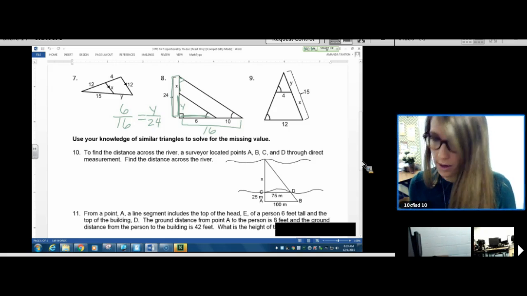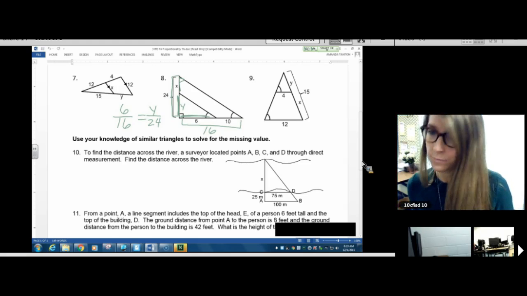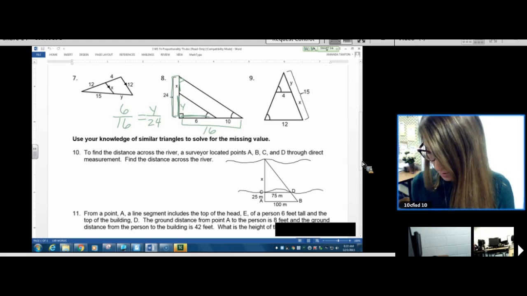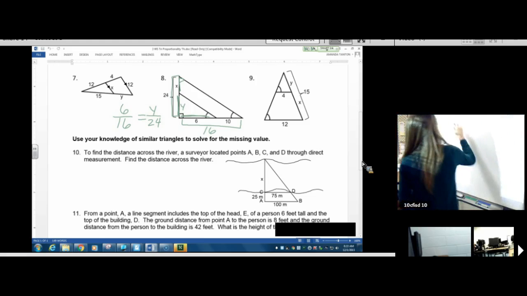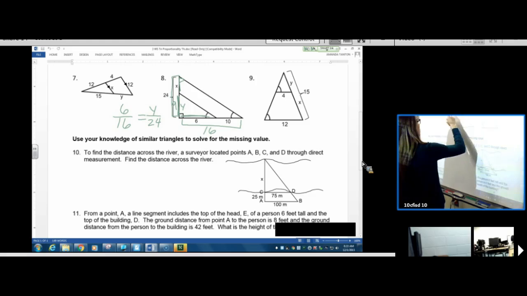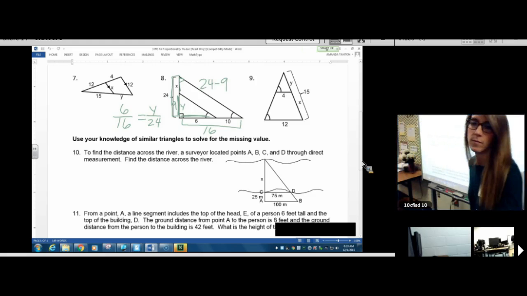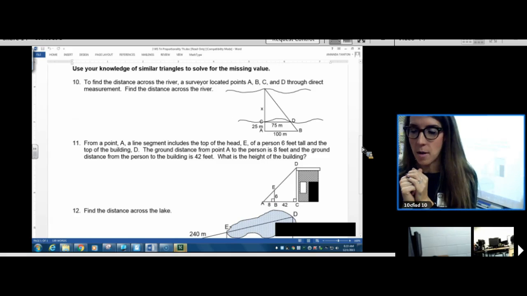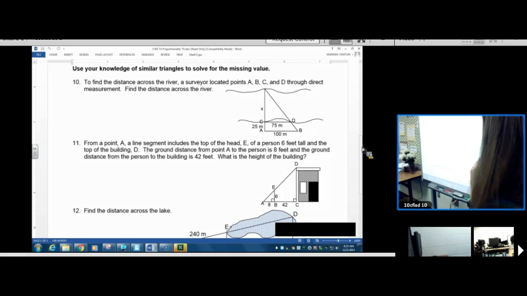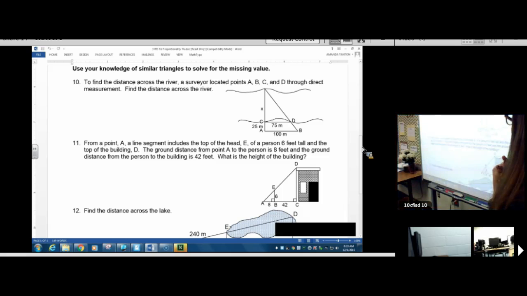6 times 24 divided by 16. And we get 9. This is 9, and then to find x, we would just do 24 minus 9. Number 10, all these word problems, we're actually going to be talking a lot about word problems today. So you've already seen them, but that's what today's lesson is.